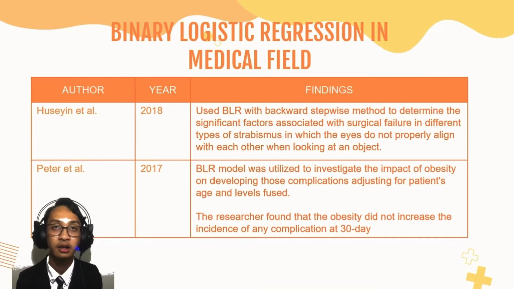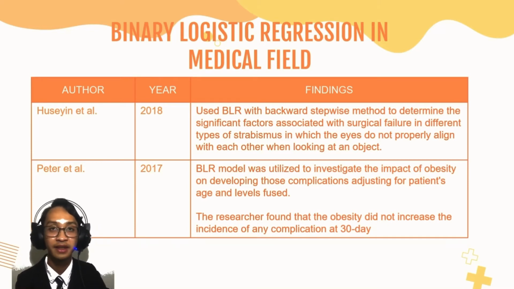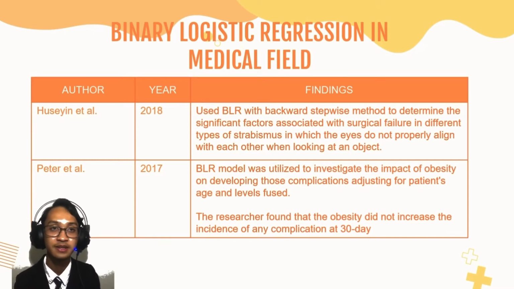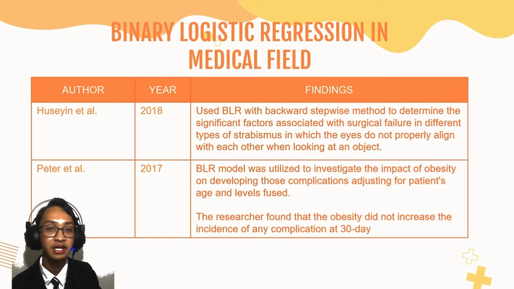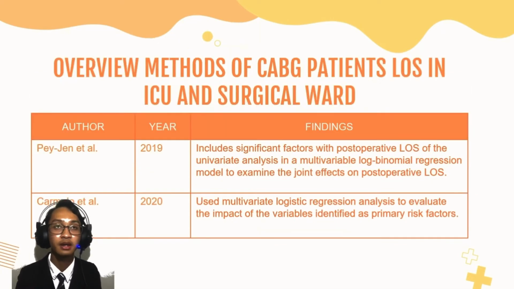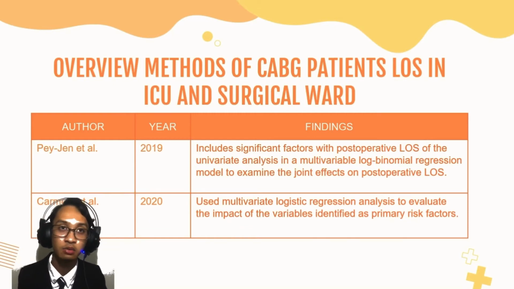Next, binary logistic regression in the medical field. Hussein et al. used binary logistic regression in their study to determine the significant factors associated with surgical failure in different types of strabismus, while Peter et al. also used a BLR model to investigate the impact of obesity on developing those complications, adjusting for patient age and level of fuse. The overview of methods for CABG patients' length of stay in the ICU and surgical ward.